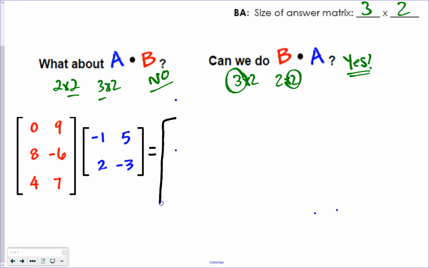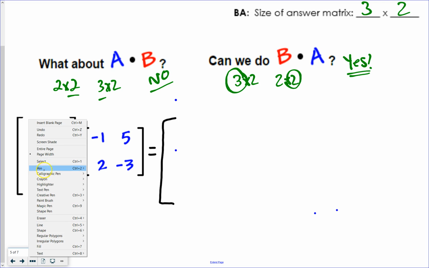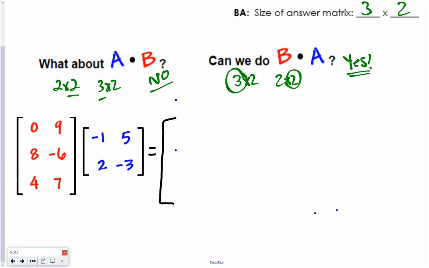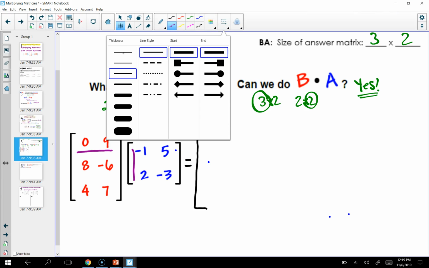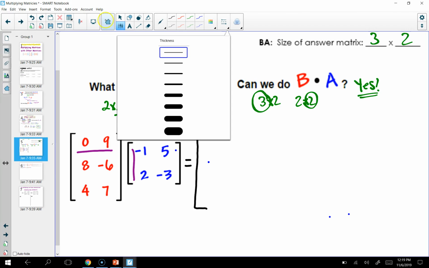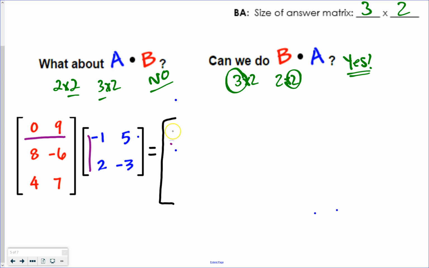Our answer is going to be a 3 by 2, so I'm going to make it nice and long because we know we're going to have 3 rows. All right. First row with first column. That is 0, 9 with negative 1, 2, correct? So how's that going to get set up? Yes. It's going to be 0 times negative 1 plus 9 times 2. Good.